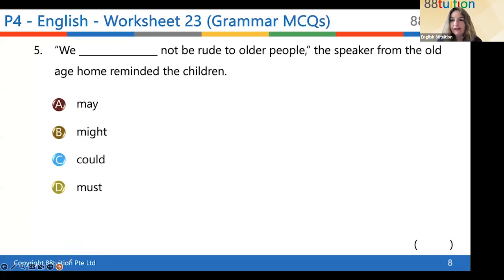Okay, number 5. We're back to Janelle. We must not be rude to older people. Exactly. We must not be rude to older people. Yes, very important.